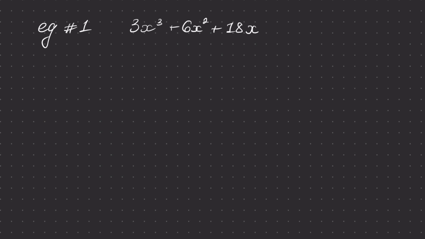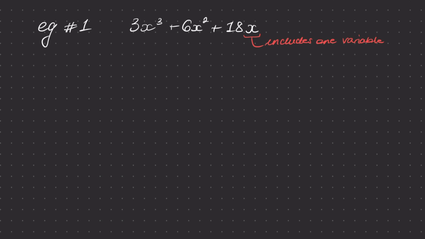The first example we're going to be looking at is one of the simpler linear expressions out of all the examples we have today. This is 3x cubed plus 6x squared plus 18x. The reason this is one of the simpler ones is because it only includes one variable, which is x. The other examples we will be looking at involve multiple variables such as x, y, and z. If you are interested in factorising those expressions, please feel free to skip forward in the video.